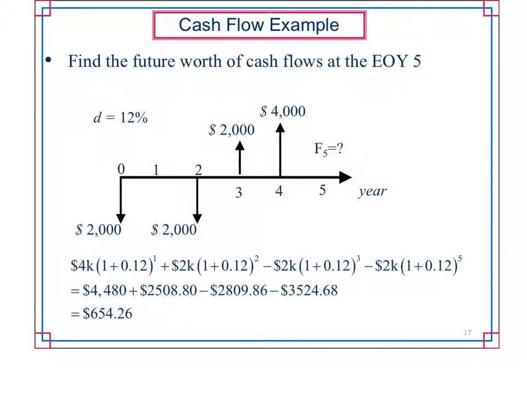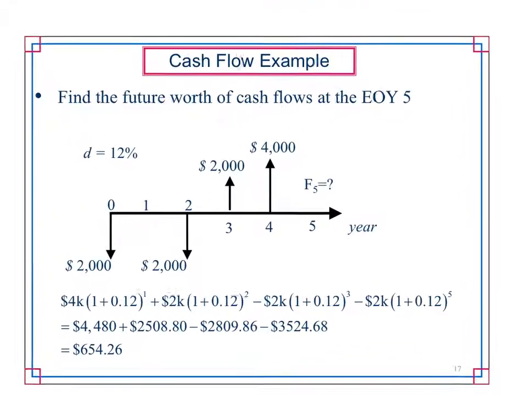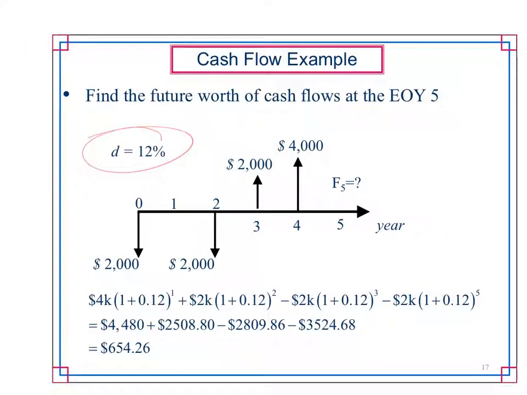So here is a cash flow. This is not an annuity because you can see that the numbers are changing. So my discount rate, when I move my money back or forward, I can go either way, is 12%. In year 0, I pay out $2,000. In year 2, or period 2, I pay out $2,000. In year 3, I get $2,000 back. And in year 4, I get $4,000 back. I would like to know how much money I should be getting back in year 5 based on this 12% interest rate to make this equivalent.